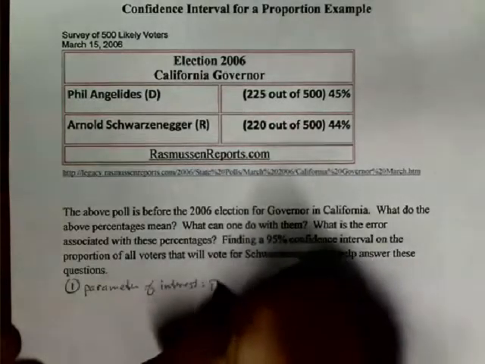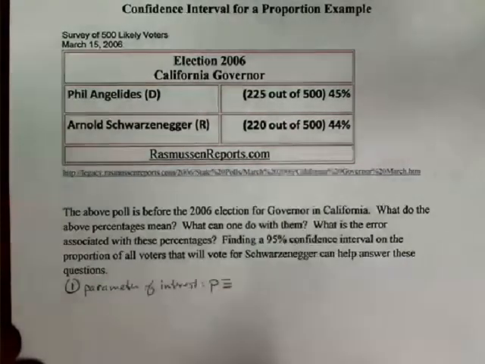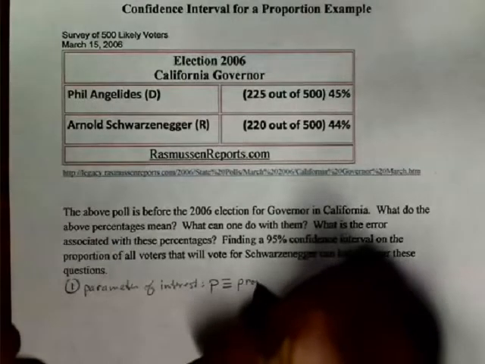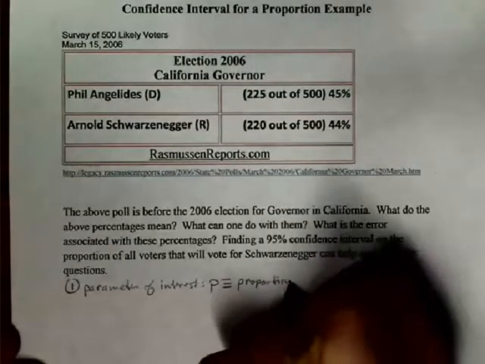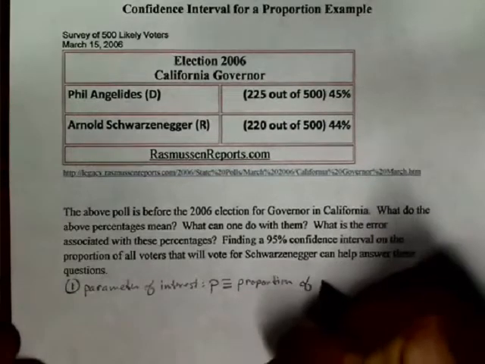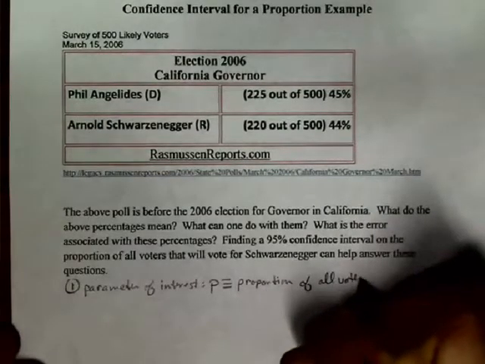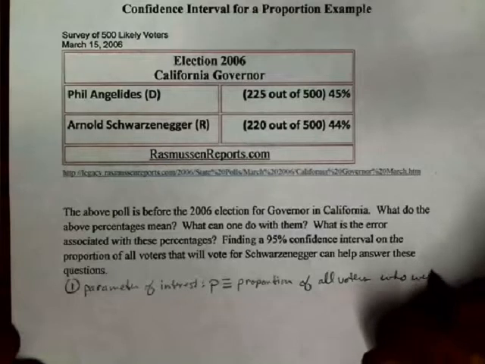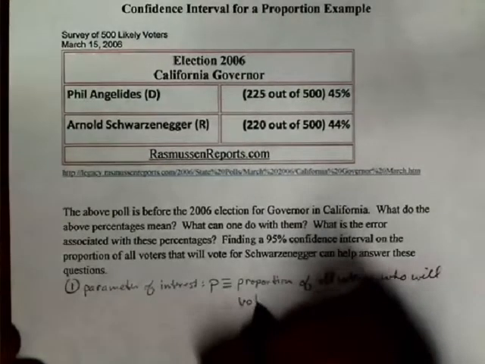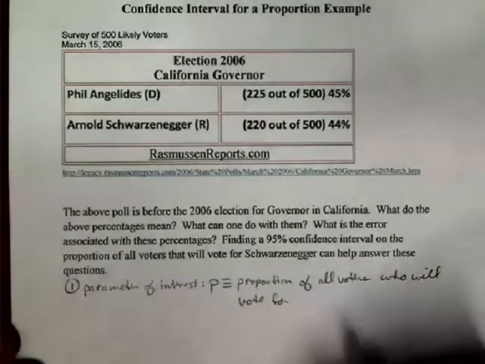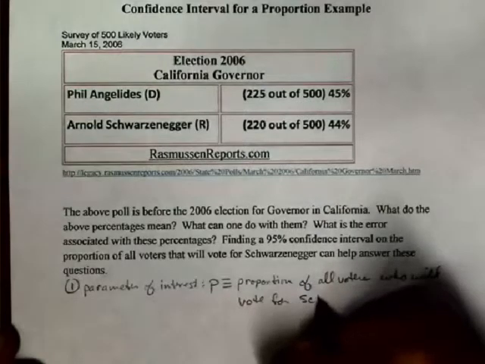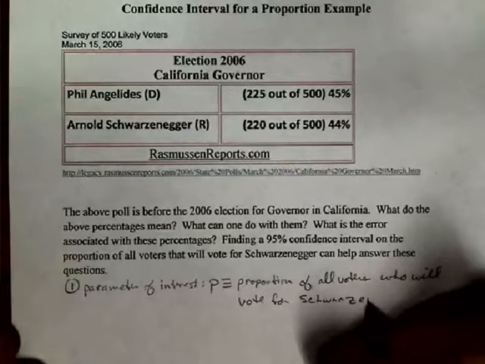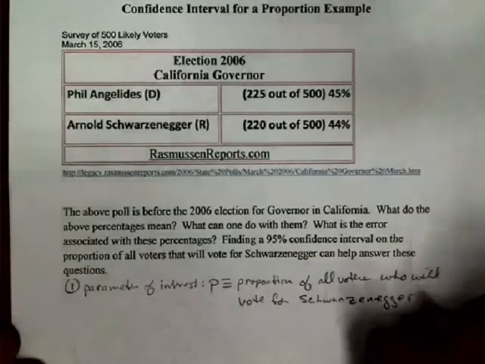So what I want to do here is first identify my parameter of interest. It is a population proportion p, and it is the proportion of all voters who will vote for, I gotta write out, Schwarzenegger. I think I spelled that right, even though it's in front of me.